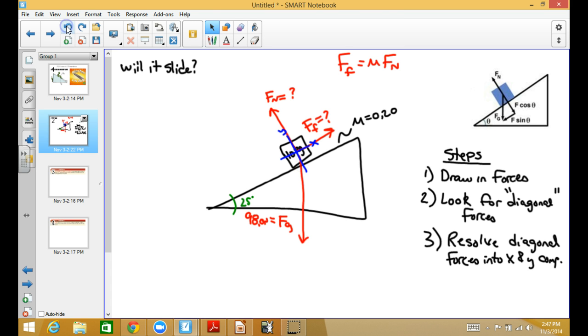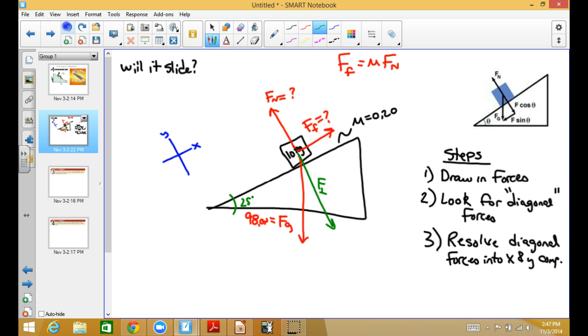Why do I want to do that? I want to do that so I can compare apples to oranges. You'll see in a second, apples to apples. So what I'll do, this would be its y component. We call it the force perpendicular, perpendicular because it's perpendicular to the surface.